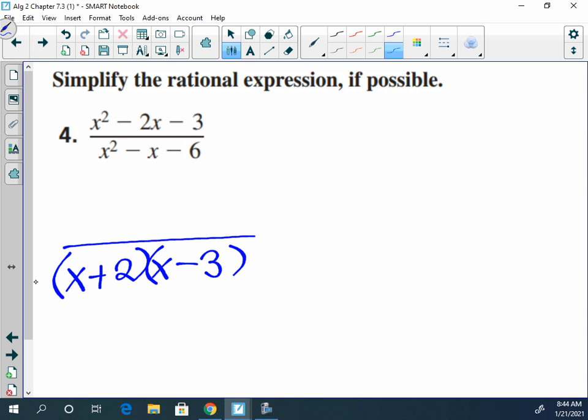Okay, let's find the factors of the numerator. So since the 3 is negative, the signs are opposite, factors of x and x. What are the factors of 3? 1 and 3, yes? Should the 1 be positive or negative? Why is that?